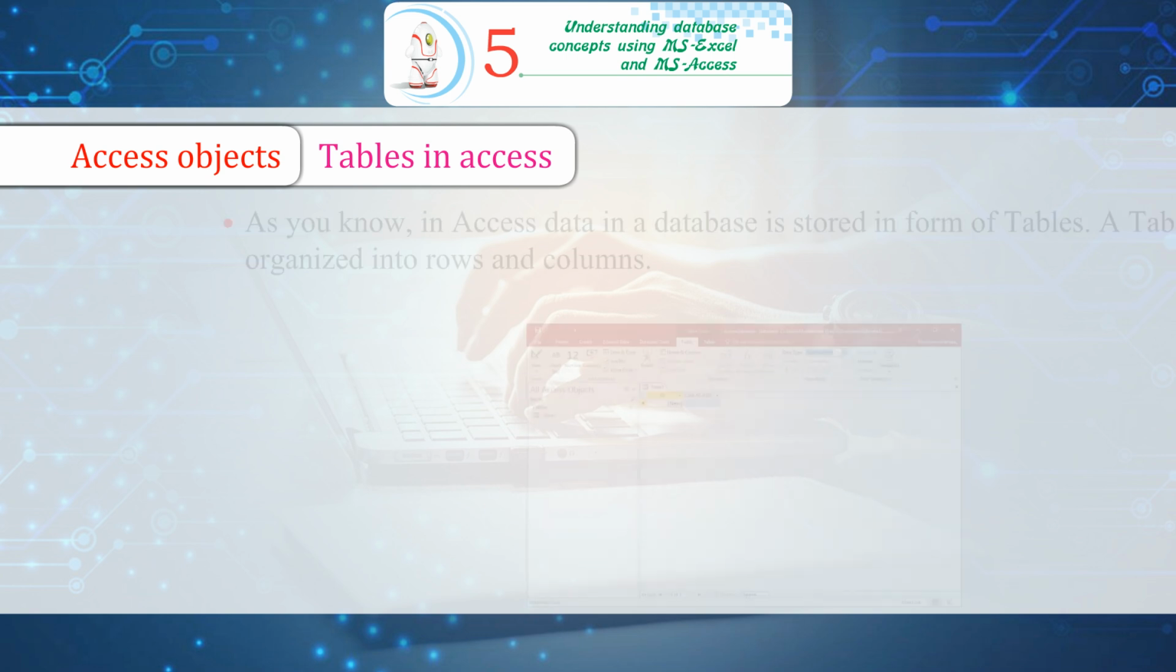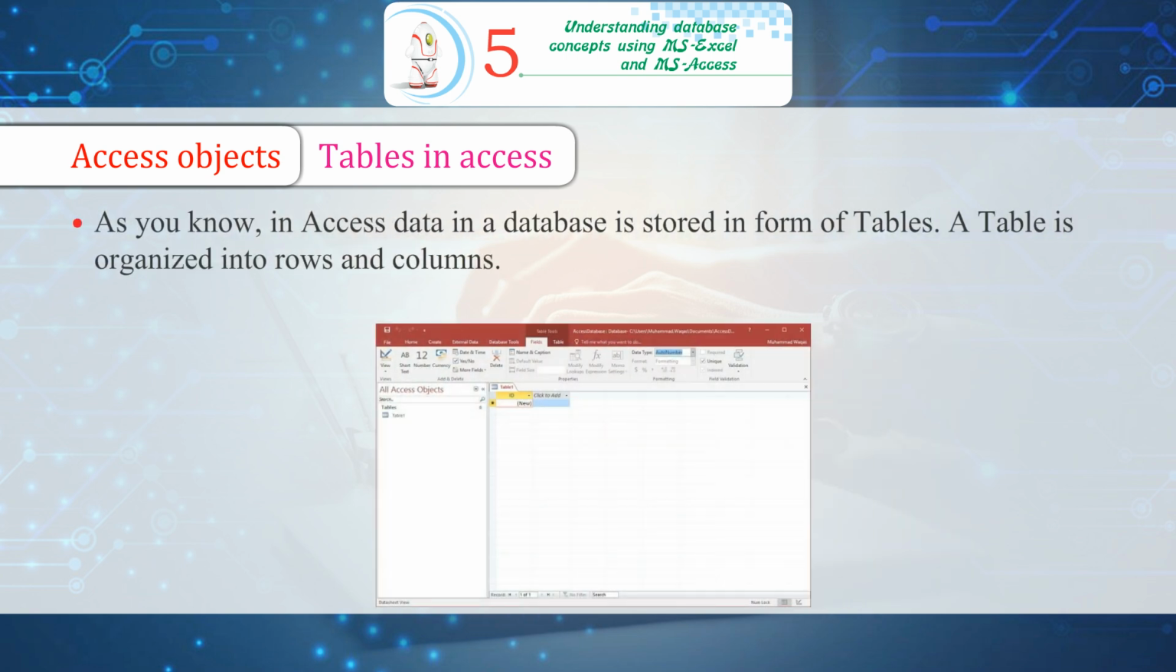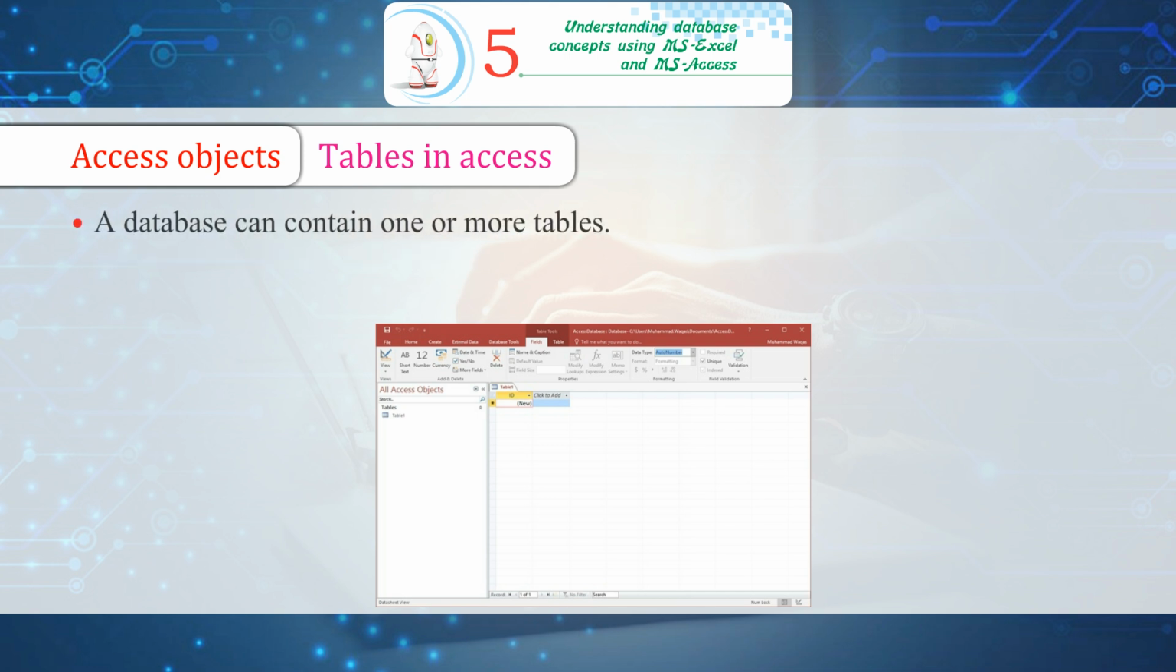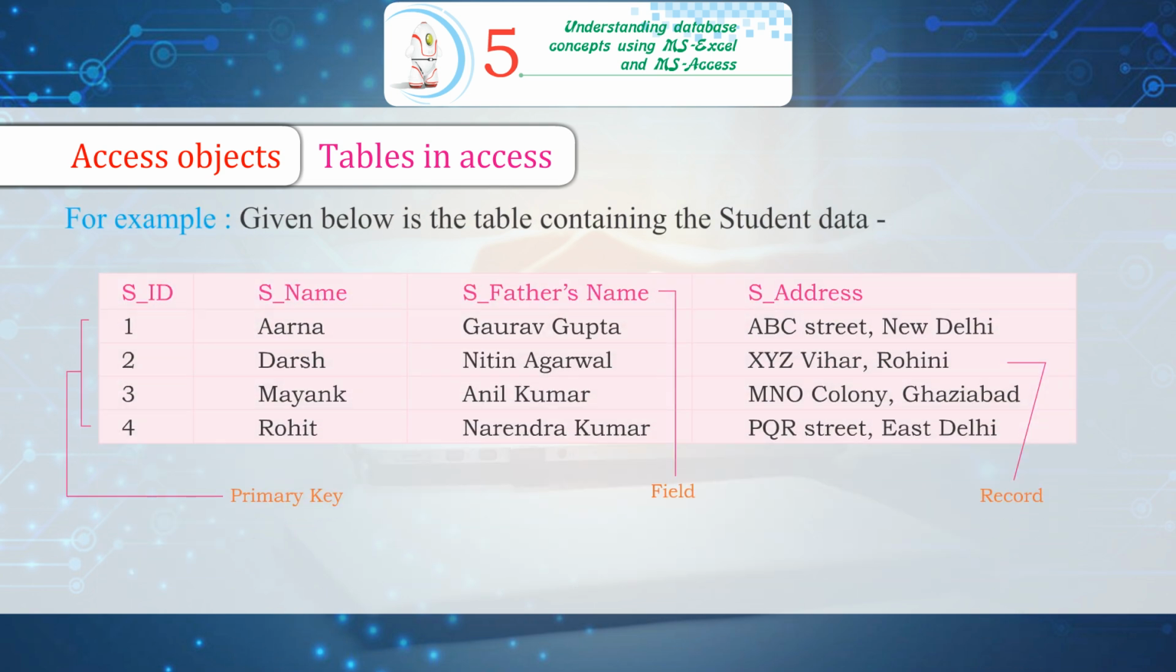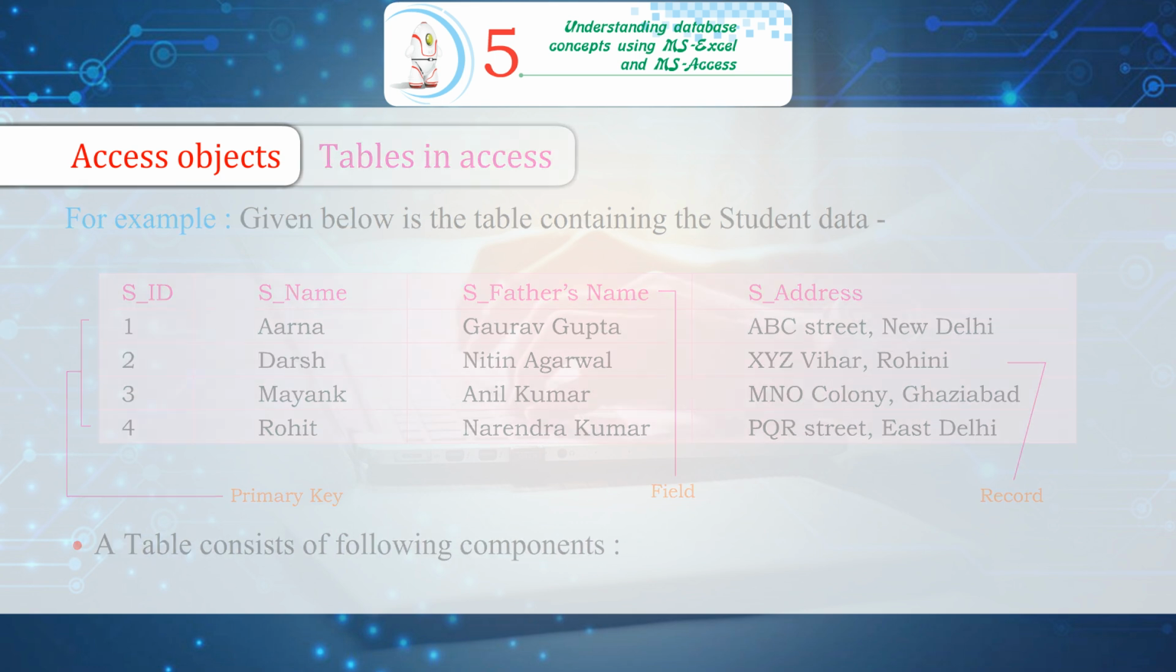Tables in Access. As you know, in Access, data in a database is stored in the form of tables. A table is organized into rows and columns. A database can contain one or more tables. For example, given below is the table containing the student data. A table consists of the following components.